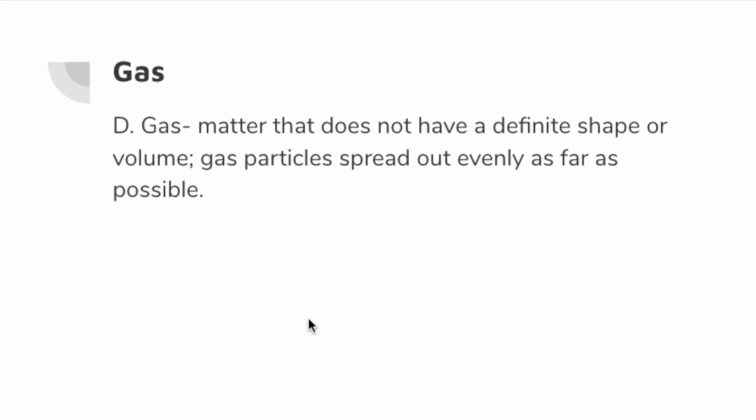Vapor. Matter that exists in a gas state but is generally a liquid or solid at room temperature is called vapor. Water, for example, is a liquid at room temperature. Thus, water vapor is the term for the gas state of water. Gases are matter that do not have a definite shape or volume.